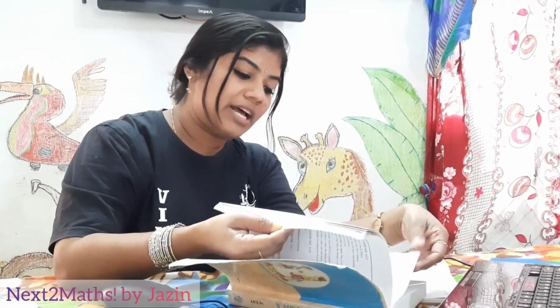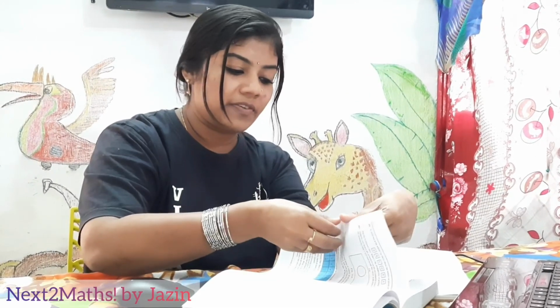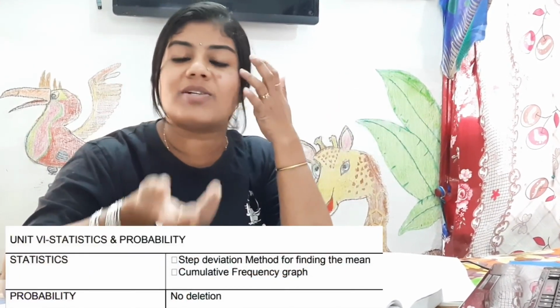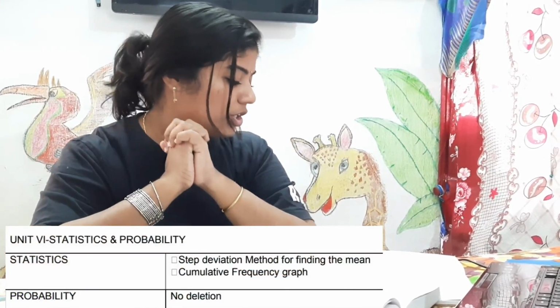Then coming to the next chapter, probability. It's actually an easy chapter. You just turn the pages. You have 15.1, only one exercise I think. 15.2 is optional. So 15.1 only. There is no deletion. There is nothing to delete. That's also simple, an easy chapter, probability. So there is no change in probability.